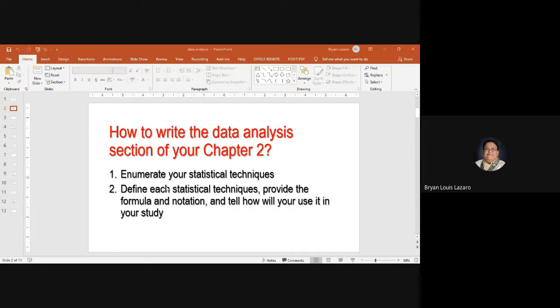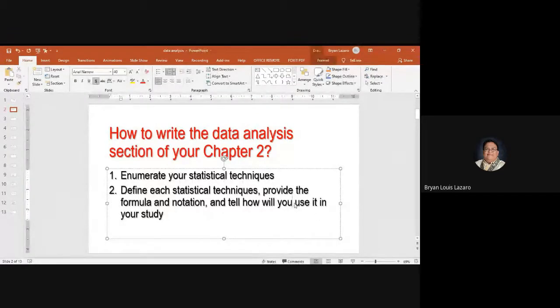And then for number 2, next thing that you're going to do, of course, you're going to define the statistical technique or the qualitative technique that you're going to use. You're going to provide the formula and notation, and then you need to tell how will you use it in your study. How will you use it in your study? So, yan yung gagawin ninyo.